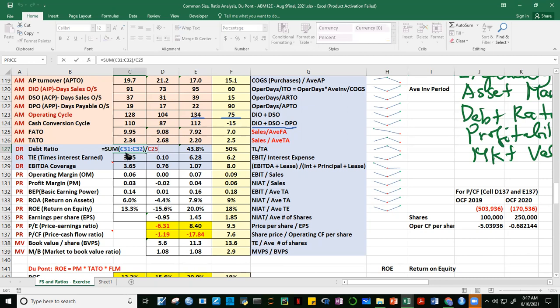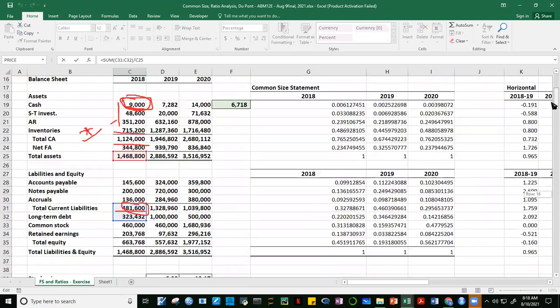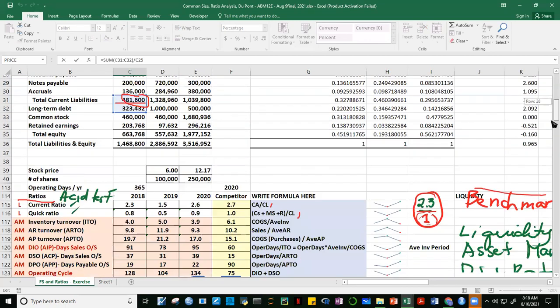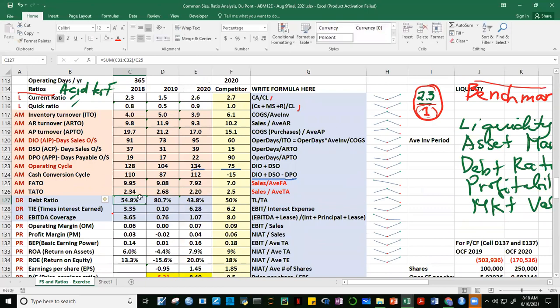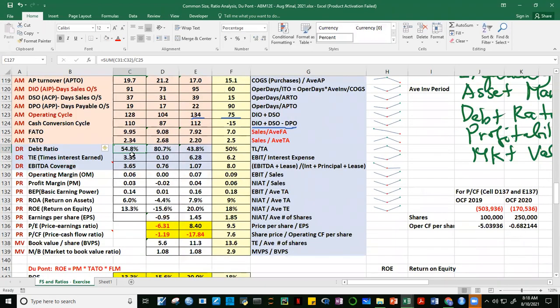Total assets, debt ratio is total liabilities divided by total assets. So, ang total liabilities natin is simply your total current liabilities at saka yung long-term debt. Okay, so that's the ratio. 54, ibig sabihin sa bawat piso ng asset, 54 centavos doon, 55 centavos is being financed by debt.